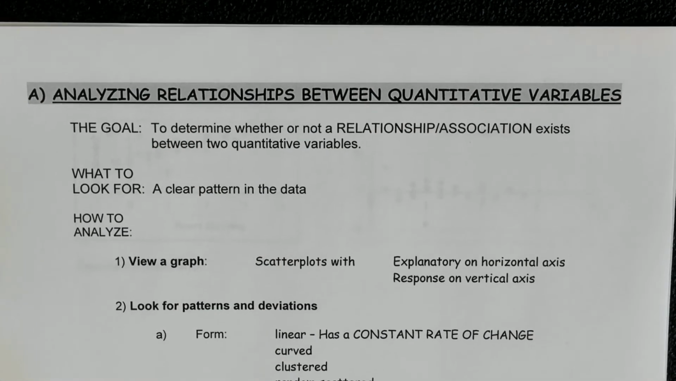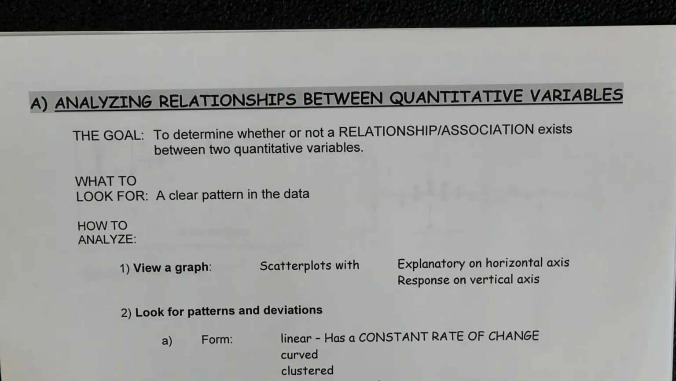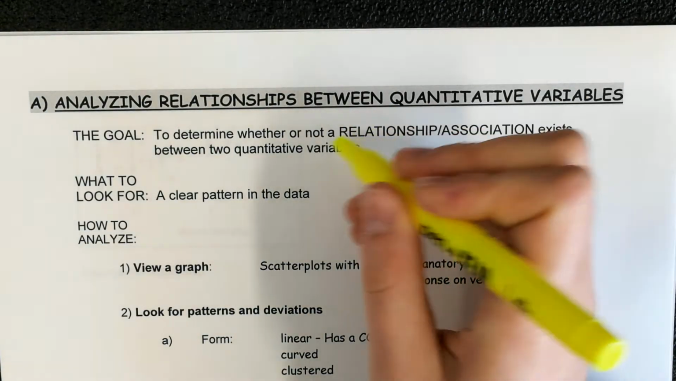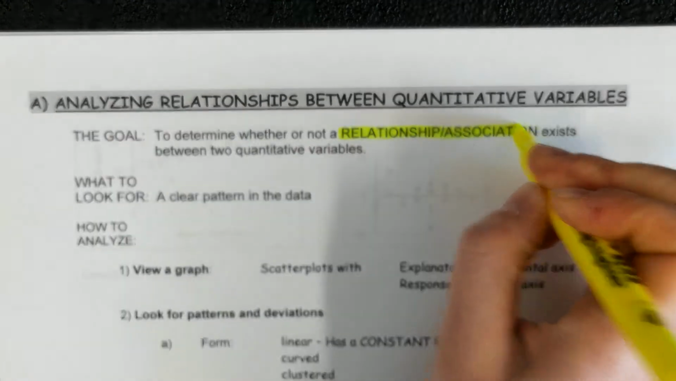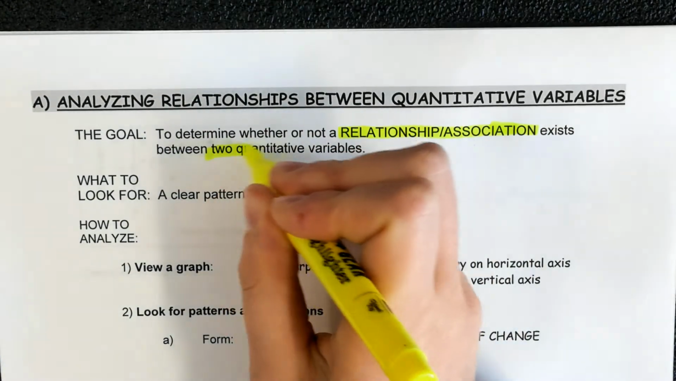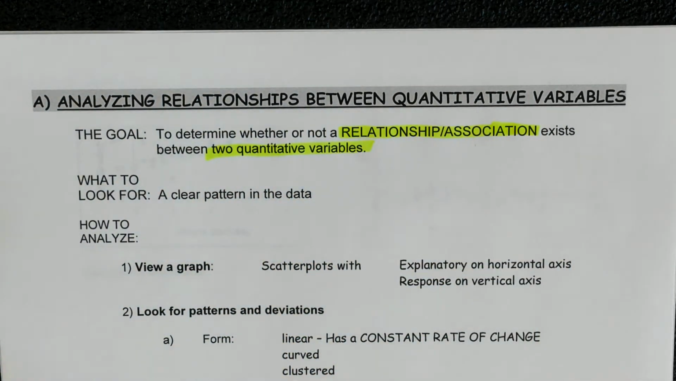So when we are analyzing, first off, let's just highlight here that we are talking about relationships and associations now with two quantitative variables. That's the different part. The way that we are going to look at this is we want to look for a pattern in the data.